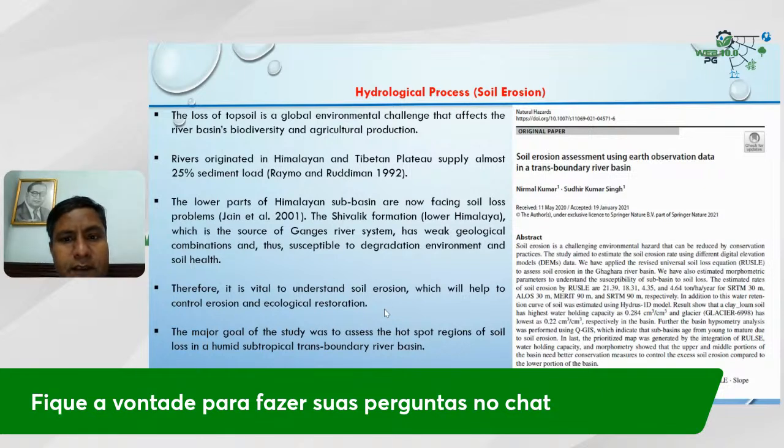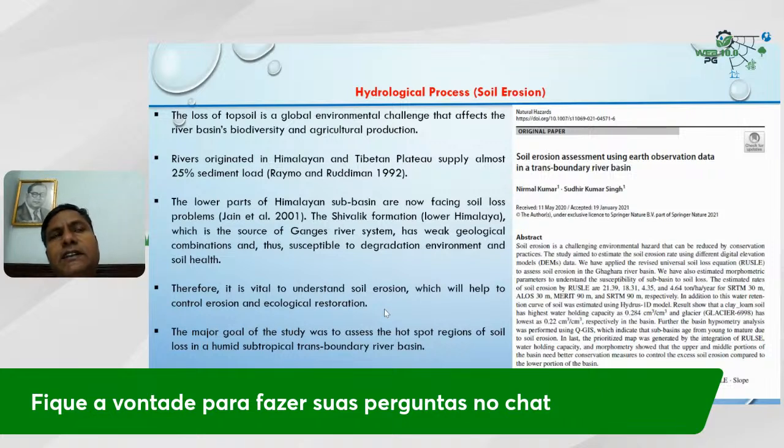So soil erosion, basically, is the loss of topsoil, a global environmental challenge. Rivers originating in the Himalayan and Tibetan plateau supply most of the 25% sediment load. The lower part of the Himalayan subbasin is now facing a soil loss problem. The Shivalik formation, lower Himalaya, which is the source of the Ganges, has a weak geological composition and is thus susceptible.